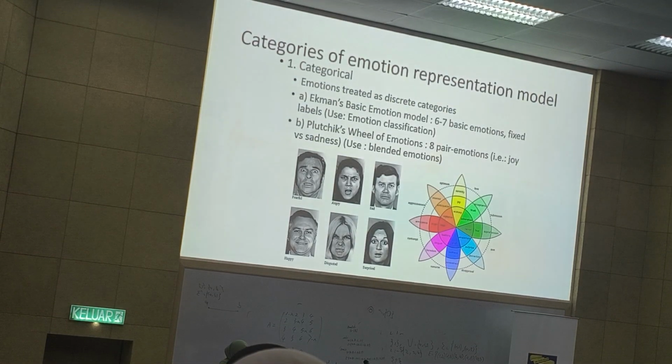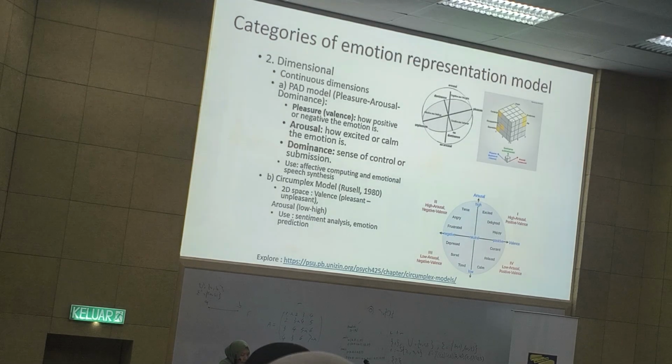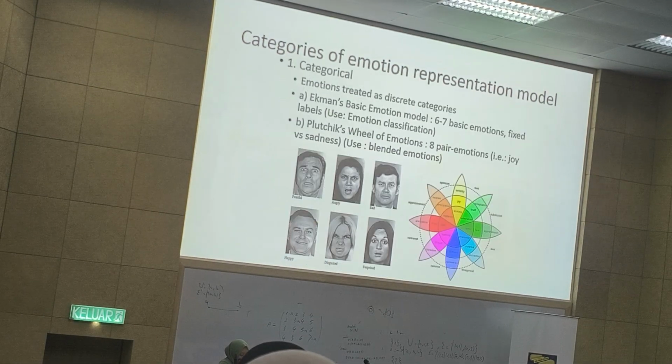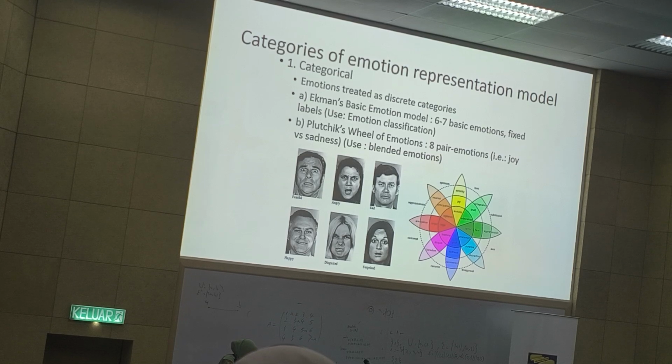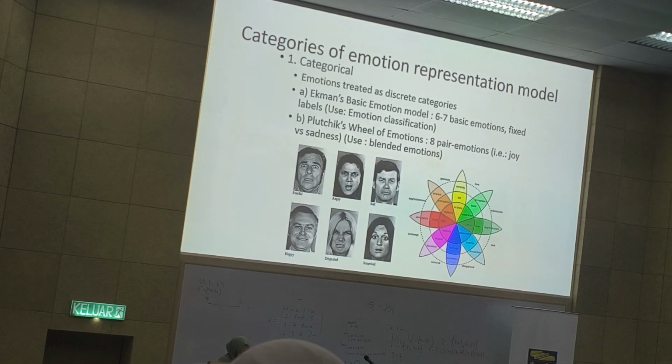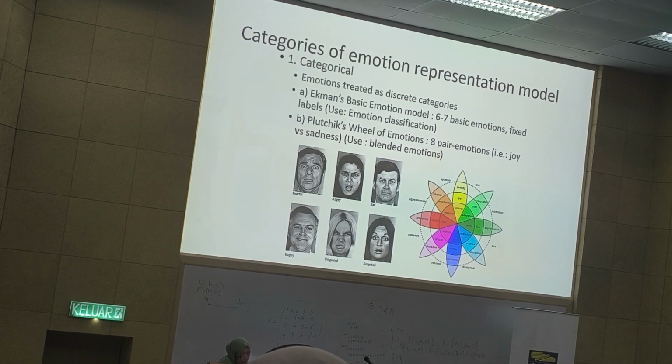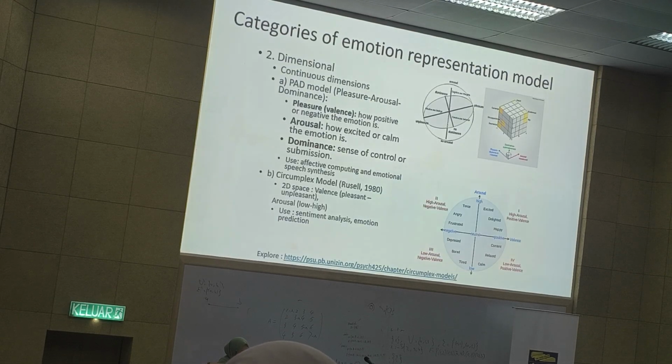And then we have these categories of emotion. One type is called categorical, another one is called dimensional. Okay, so they're different in their own way. Still, they're able to identify the emotion, but the kinds of data you need to provide will be different.